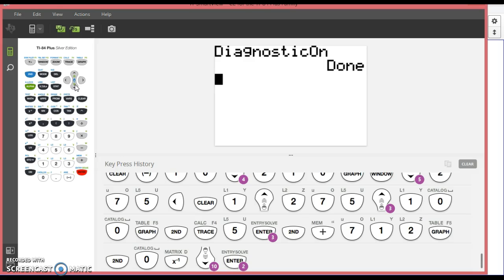You must have your diagnostic on to be able to do linear regression or quadratic regression or exponential regression. And this is the step that people forget. All right.